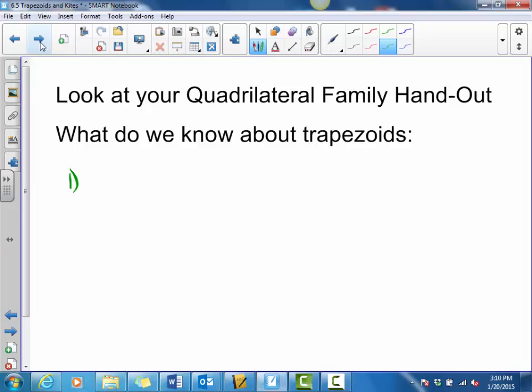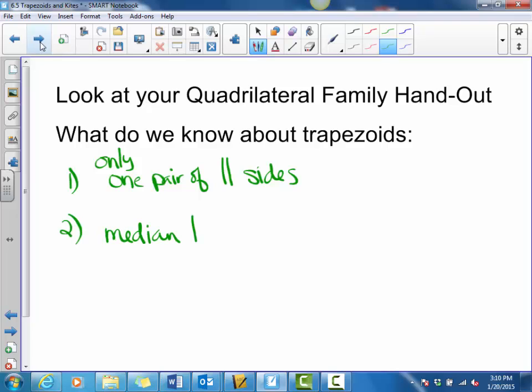Well, first of all, these are all quadrilaterals. I didn't say that, but you know that. A trapezoid has one pair of parallel sides. And really this is only one pair, right? It has only one pair of parallel sides. The second thing that we know is the median is parallel to the bases, and it's half the sum of the bases. So let's talk about that really fast. I'm going to draw a picture of a trapezoid.